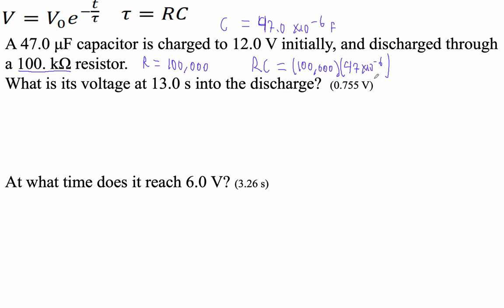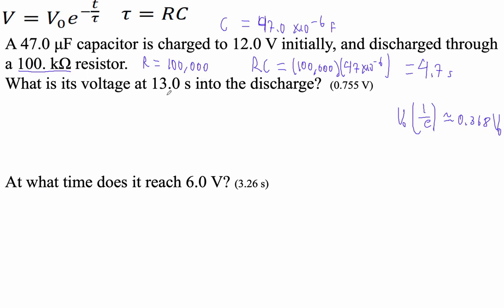Let's see what that is. 100,000 times 47 e minus 6. That is 4.7 seconds. And what that means is in 4.7 seconds, the voltage is going to be reduced to 1 over e, which is about 0.368 times whatever the initial voltage is. That's just what it is.